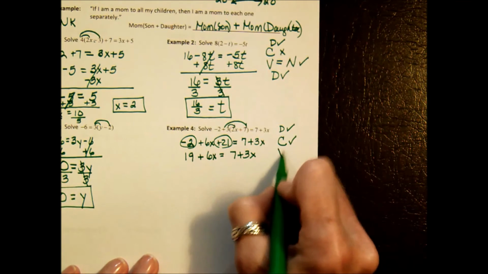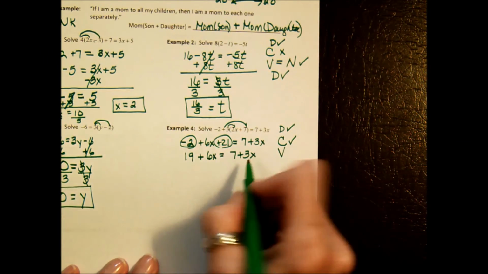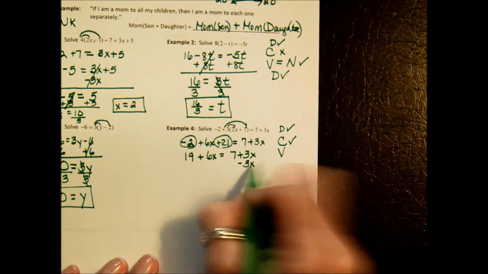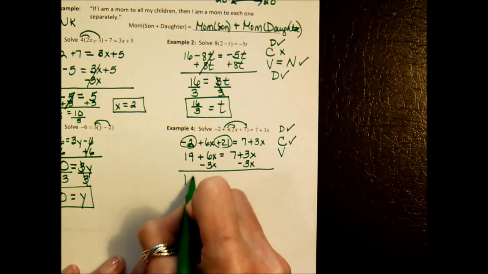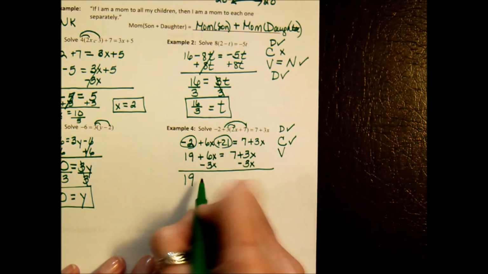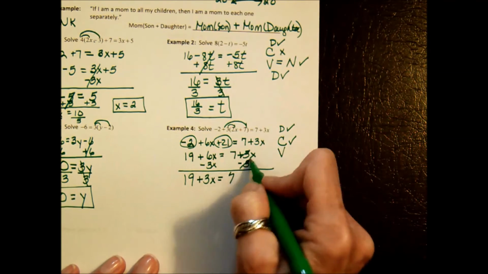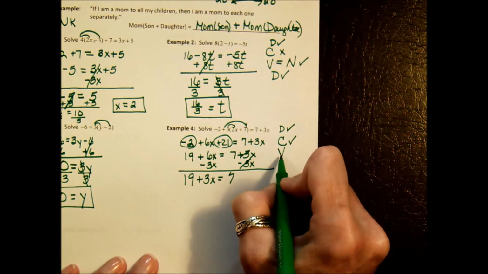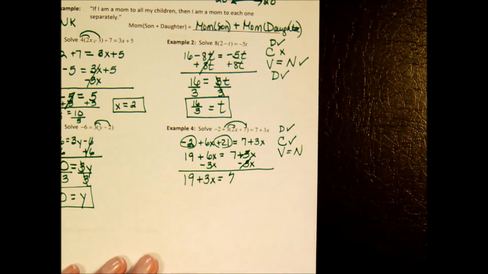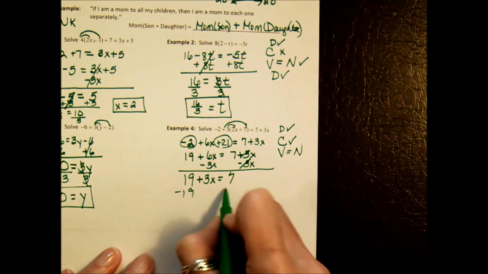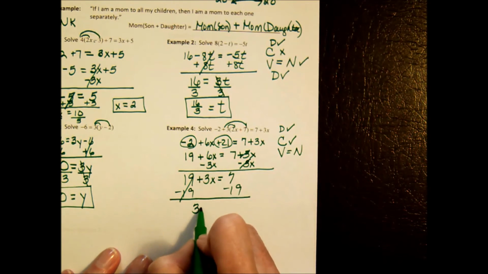Are my variables all together? No, because here's some and here's some, left and right. So I'm going to undo that, add 3x by minus 3x. That gives me 19. 6x minus 3x is plus 3x equals 7. Those make a 0. So the variables are together on the left, so the numbers have to get over on the right. And I do that by subtracting a 19. That makes a 0. 3x equals 7.